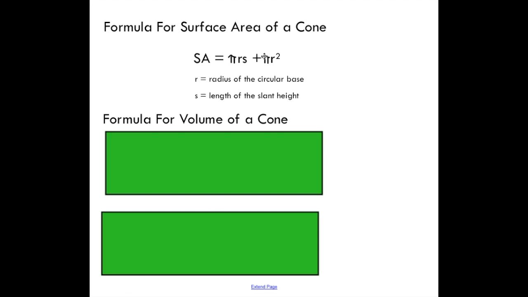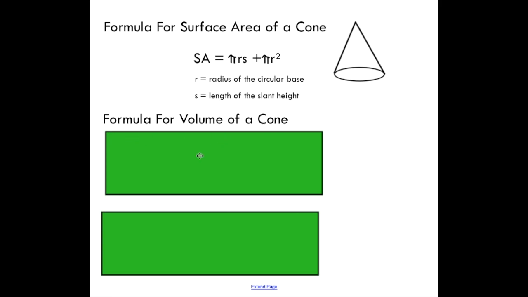So if you think about a cone, this piece here is the circular base of the cone. This pi r squared refers to the area of that circle. The rest, the pi r s, refers to the area of this lateral surface. And s here is the length of the slant height of the cone. That'll either be given in a problem or you'll have to solve for it. You'll see an example of that in this video.